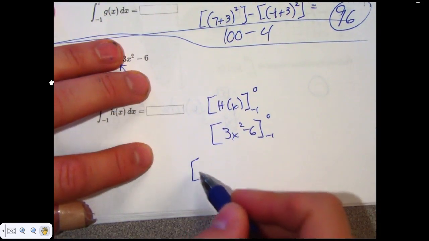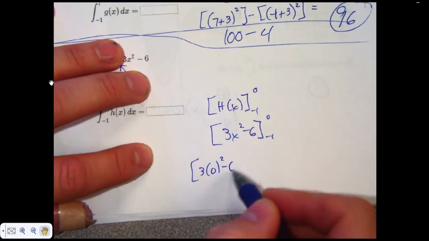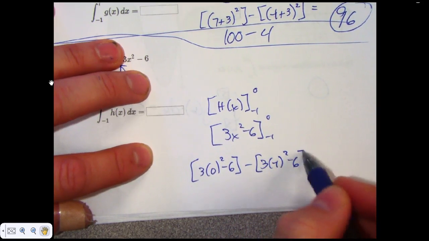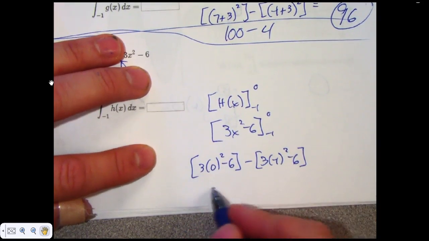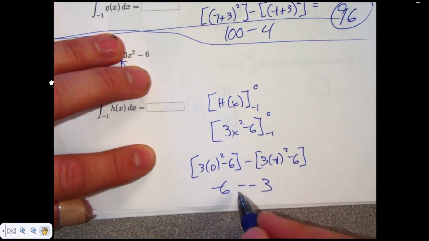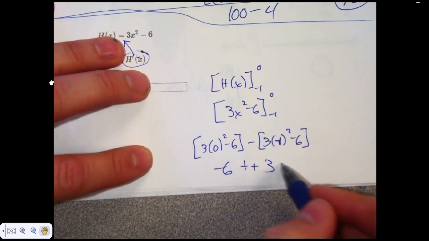And then I can do my plugging in, so 3 times 0 squared minus 6 minus 3 times -1 squared minus 6. So this is -6 minus, this would be minus -3. So negative 6 plus 3, did you guys get negative 3?